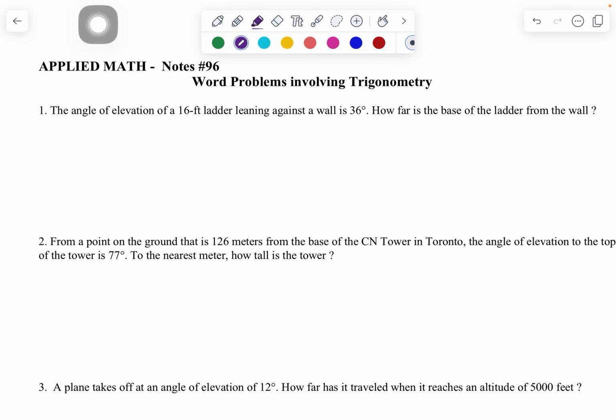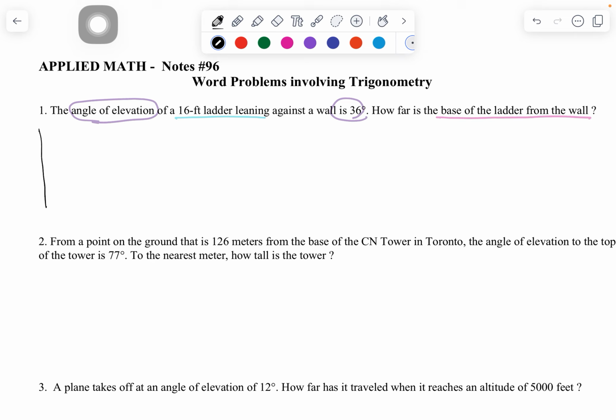So we have an angle of elevation for a 16-foot ladder against a wall is 36 degrees. And then how far is the base of the ladder from the wall? Now, I do not draw pictures well at all in the slightest, so here's my thought.